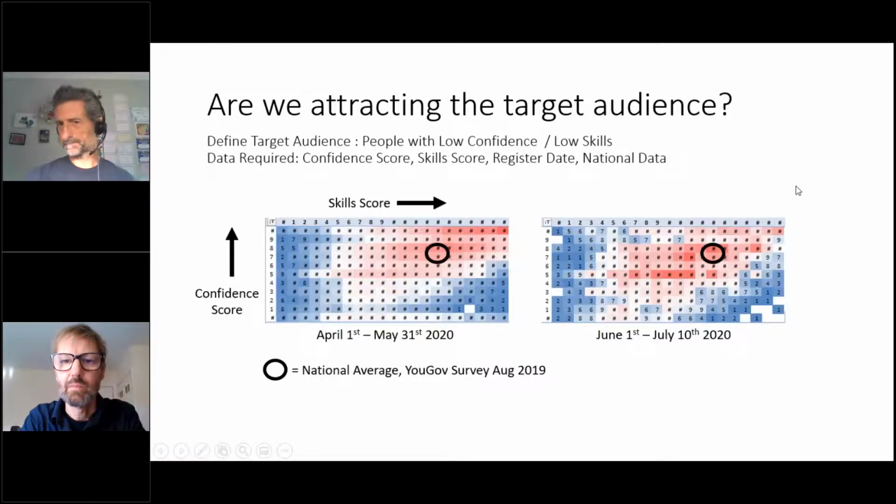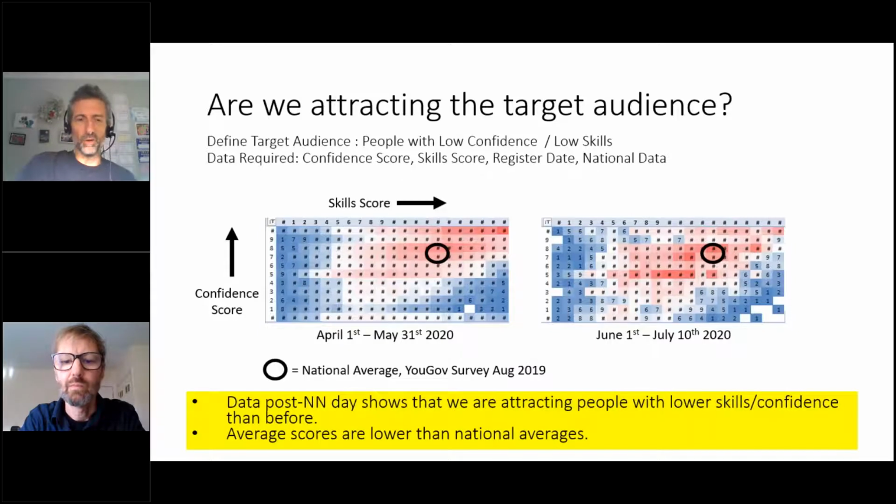our target audience. So fairly straightforward there, but again, the key was in the definitions of getting the questions teased out. But yeah, post National Numeracy Day, we are attracting people with lower skills and confidence, and their average scores are lower than the national. There we go, there's example one.